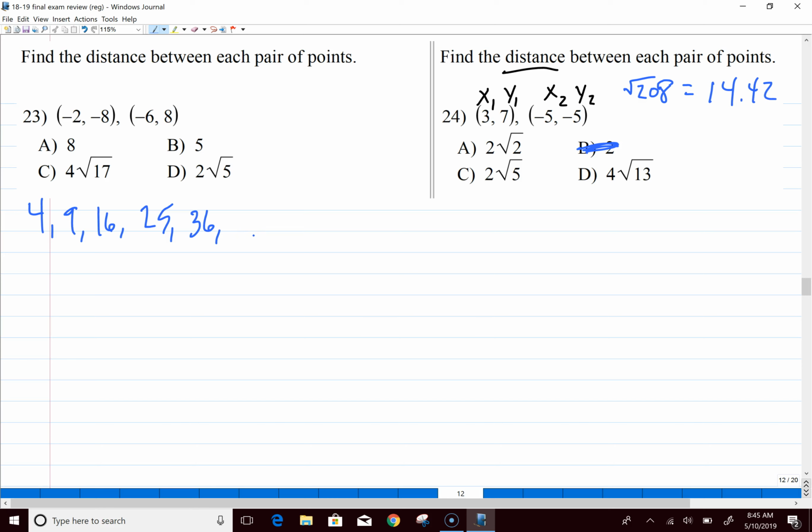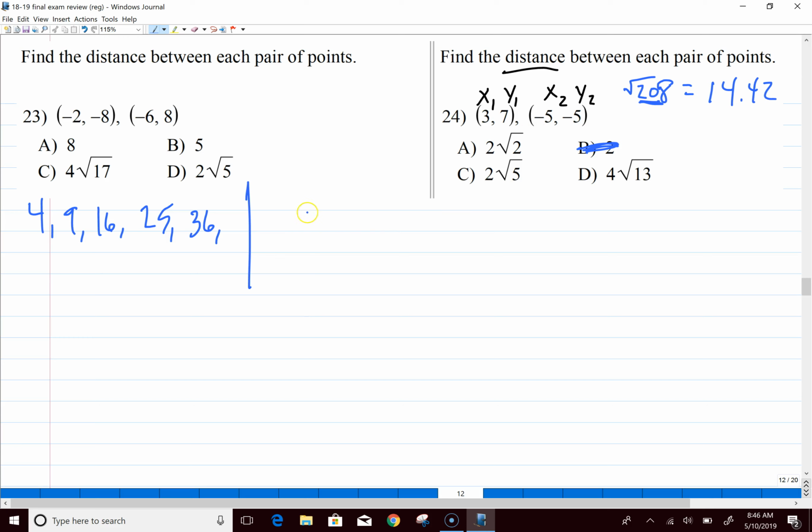Let me see, 208 divided by 4. 13 times 13. Anyway, I was just talking to myself, doing the work ahead of time.